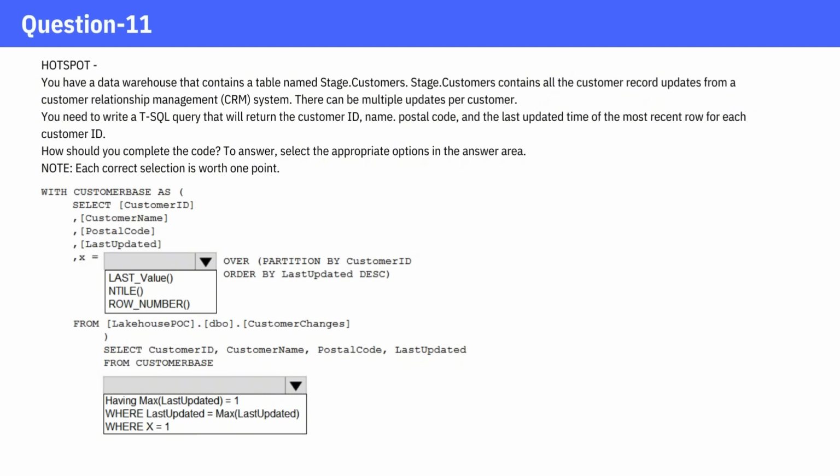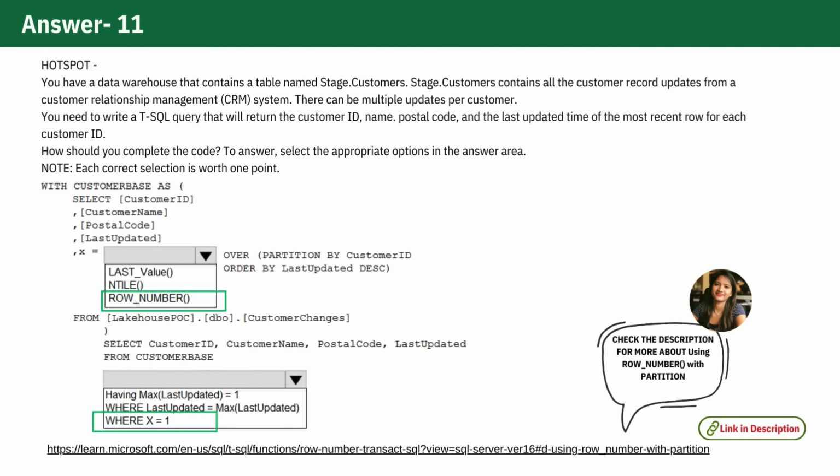How should you complete the code? To answer, select the appropriate options in the answer area. Pause the video, give it a think, and then check the answer. The correct answer is ROW_NUMBER and WHERE X equals 1.